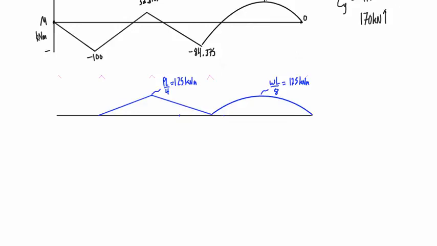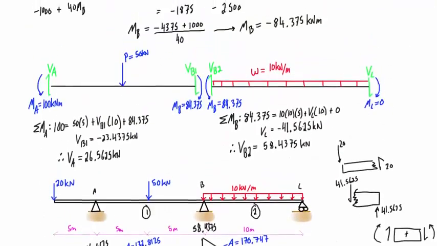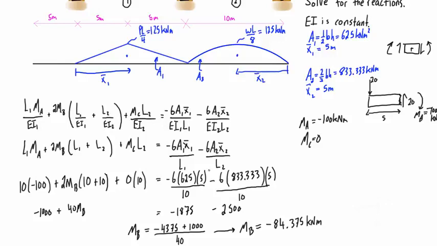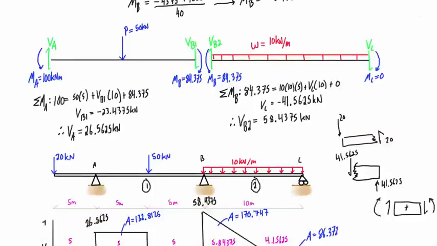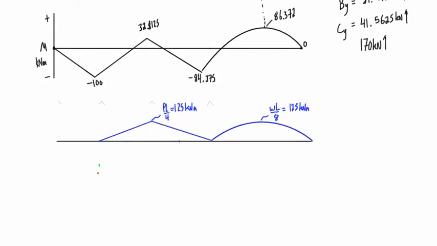And then we plot on the moments that we had calculated pretty early on, up at the step before we did video 2. So we had MA is negative 100 kilonewton meters, MC is 0, and MB is negative 84.375. So if we come back down, MA was negative 100, and then MB was at this point, negative 84.375, and then MC was 0. And we also knew that the moment at the very free end of this beam was 0, so you just connect these.